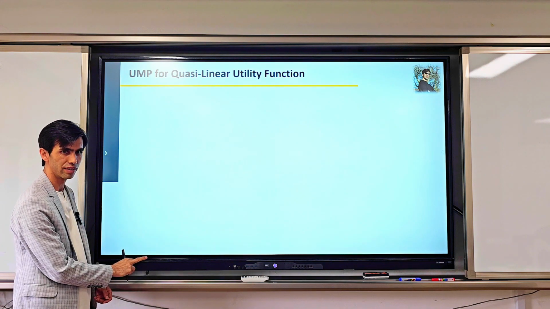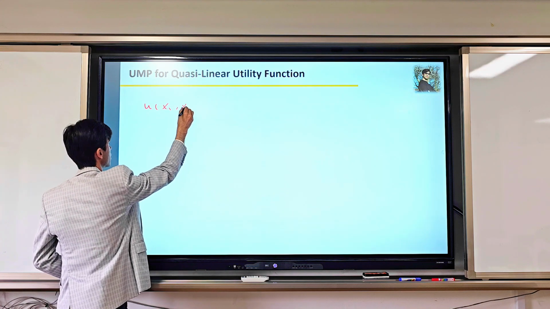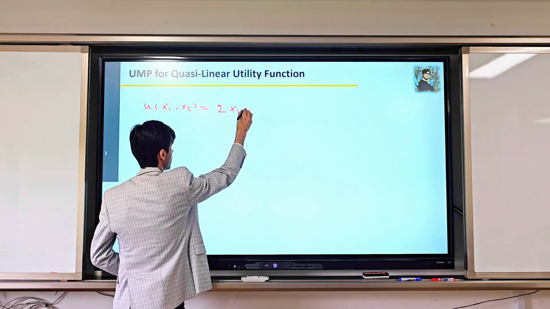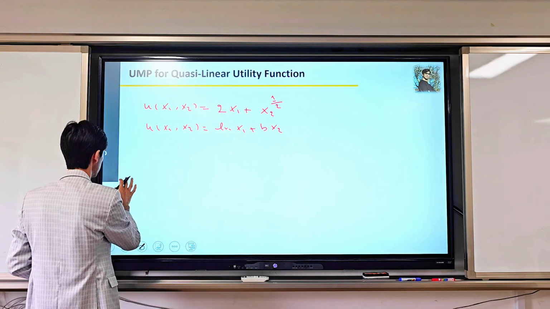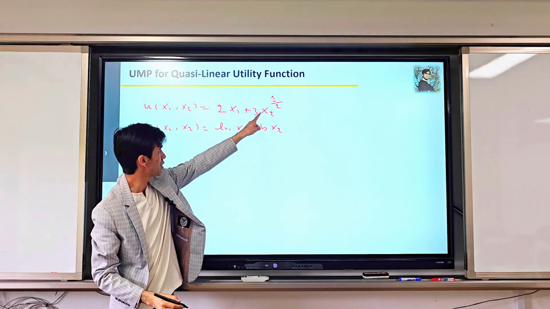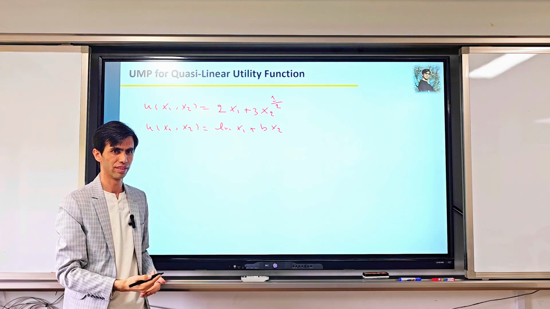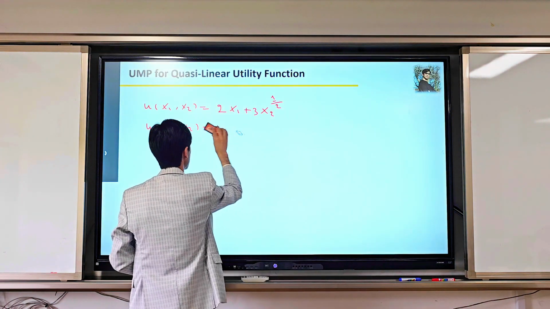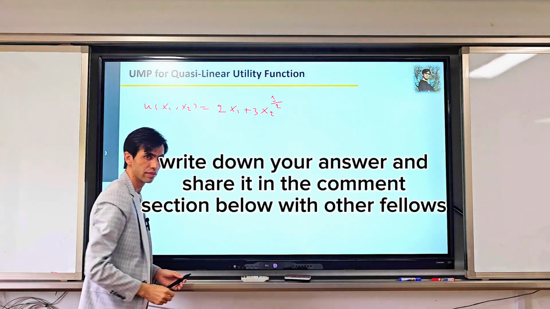Any questions? So if we have, for example, u(x1, x2) equal to 2x1 plus, for example, 3 ln x2. Here it's nonlinear for x2 but linear for x1, just the other way around. So now, how can we maximize this utility function? Can you do it?